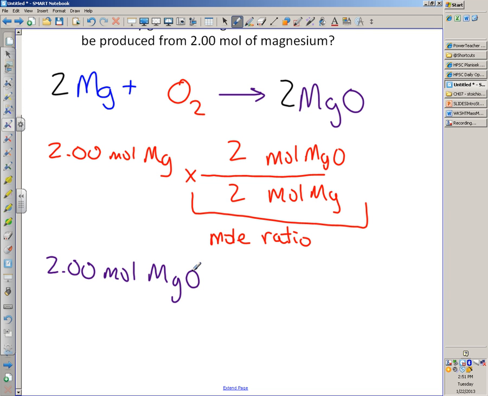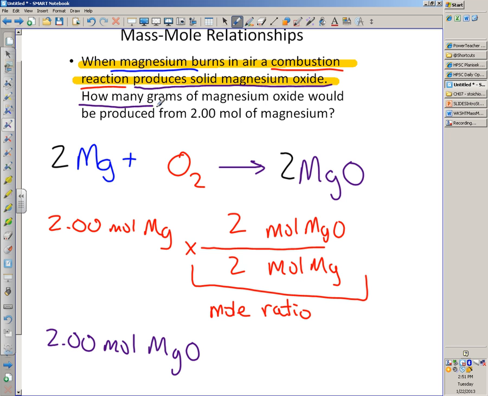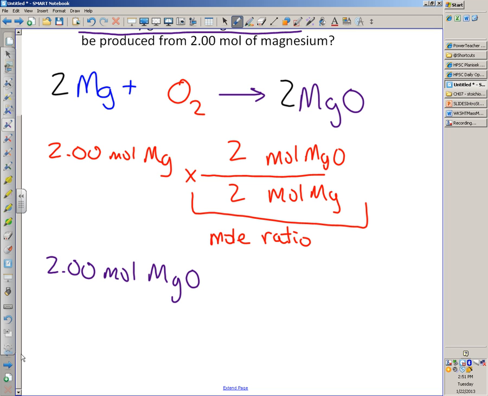Is that the end of our problem? No. This problem wanted how many grams of magnesium oxide. So what are we going to do? Times a fraction bar. What unit has to go on the bottom of that conversion factor? Moles of magnesium oxide has to go here because we're trying to get rid of it. Now, what unit can go on the top of that conversion factor? Grams of magnesium oxide. Is that okay? That's okay, right? Why? Because it's the same formula, the same compound.